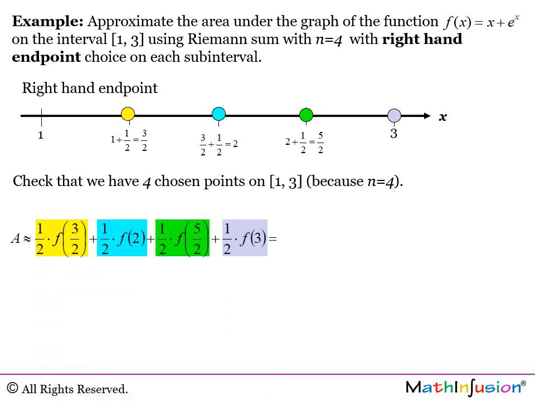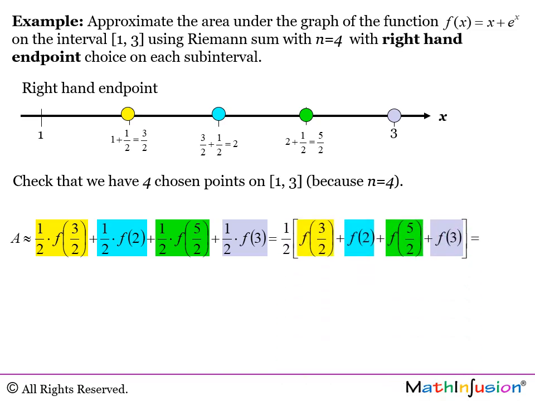And here's the sum. A, the area under the graph, can be approximated by the sum of those 4 rectangles, even though I don't have rectangles, but I know that the width of each one is 1 over 2, and the height of the first one is half of 3/2. The height of the second one is half of 2. The third one is half of 5 over 2, and the height of the last one is half of 3. I can now distribute the 1/2, and I get that.